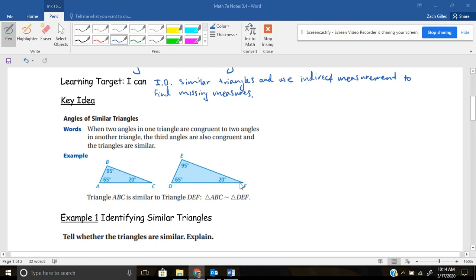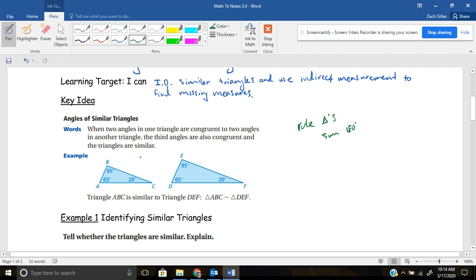All right, here's our key idea, and something that's maybe a little bit new, but we're going to use our rule of thumb for triangles, that our three angles sum or add up to 180 degrees. It says when two angles in one triangle are congruent to two angles in another triangle, the third angles are also congruent and the triangles are similar.